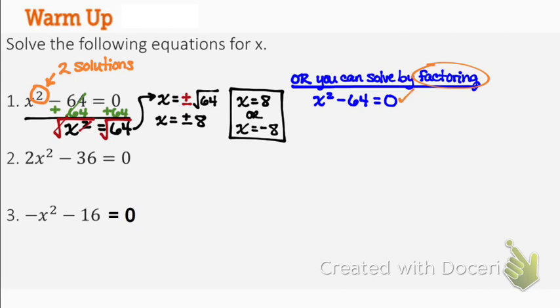Does it have a GCF? Is there anything that goes into both x squared and 64 at the same time? Nope. So no GCF. How many terms do we have? 2 terms. This is one of those special situations. Whenever we have only 2 terms, it's always going to be a special situation. This is a difference of 2 squares.